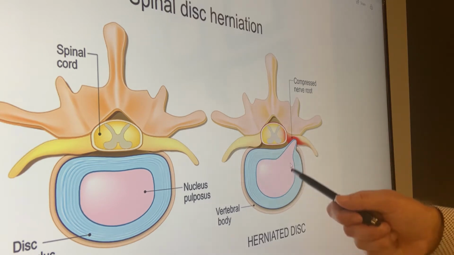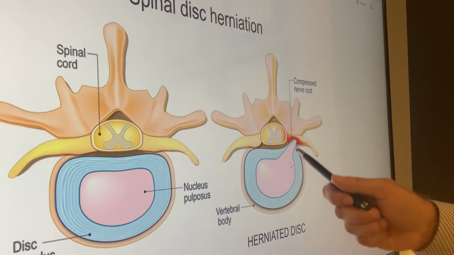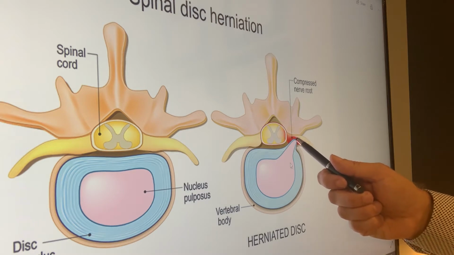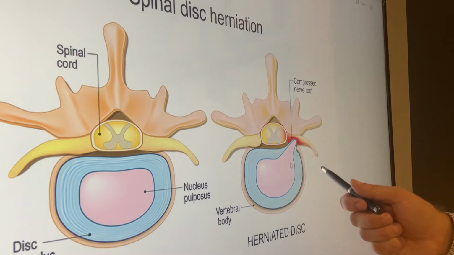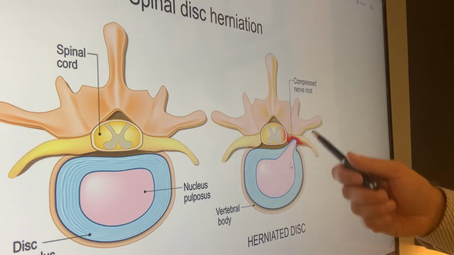Now, if we come over here, we can see a herniated disc. So here's the yellow, or the pink is the gel, and here we can see the gel is escaping, and it's touching on a nerve root. So wherever this nerve root is going to, if this nerve root goes down to the legs, down to the knee, down to the toes, it's going to cause pain, numbness, tingling in those areas.